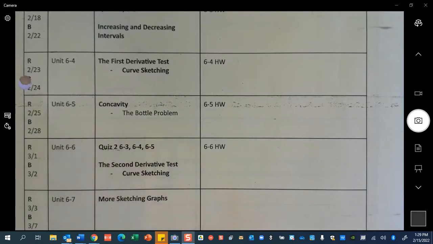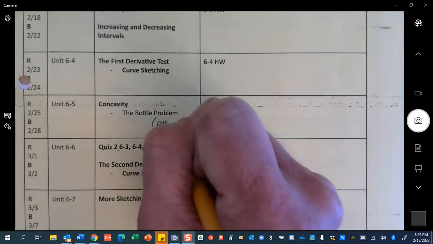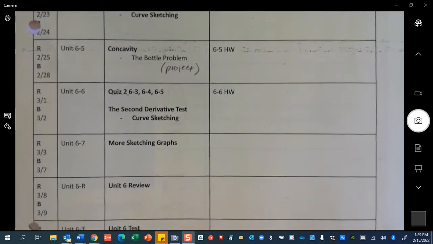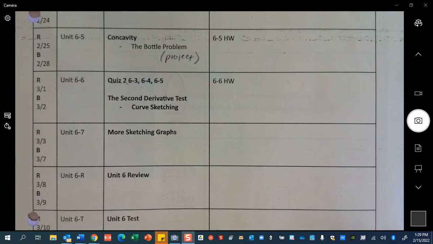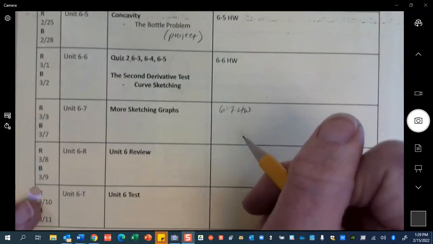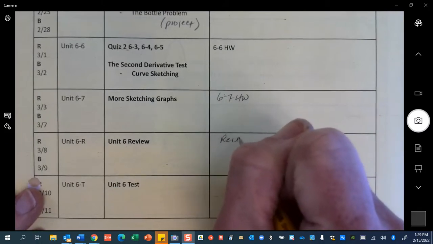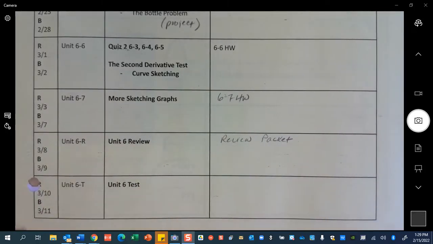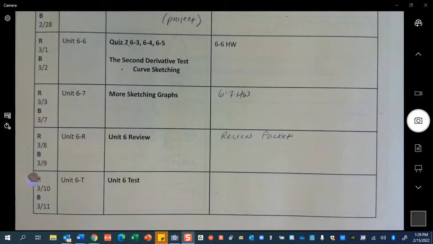So this project, you know how you love those projects. Little grade boosters, working on it in class. Some of that applied conversations. We're going to squeeze another quiz in. Make sure you understand concavity and then more sketching graphs. Please don't think that we're stopping with the homework. So go ahead and add 6-7 homework and then a review packet. And then that Unit 6 test we're planning for with that week in March.